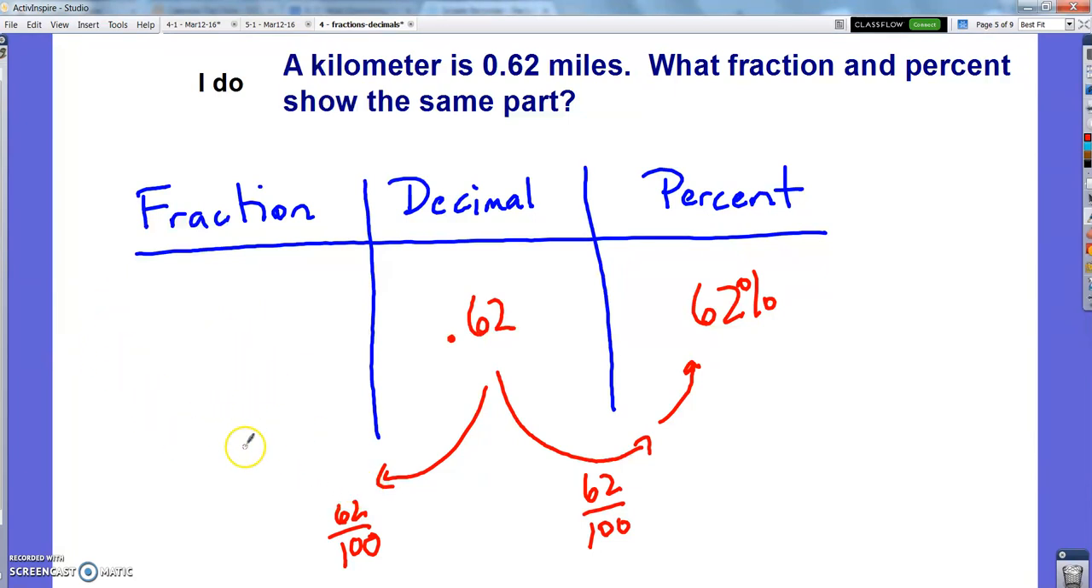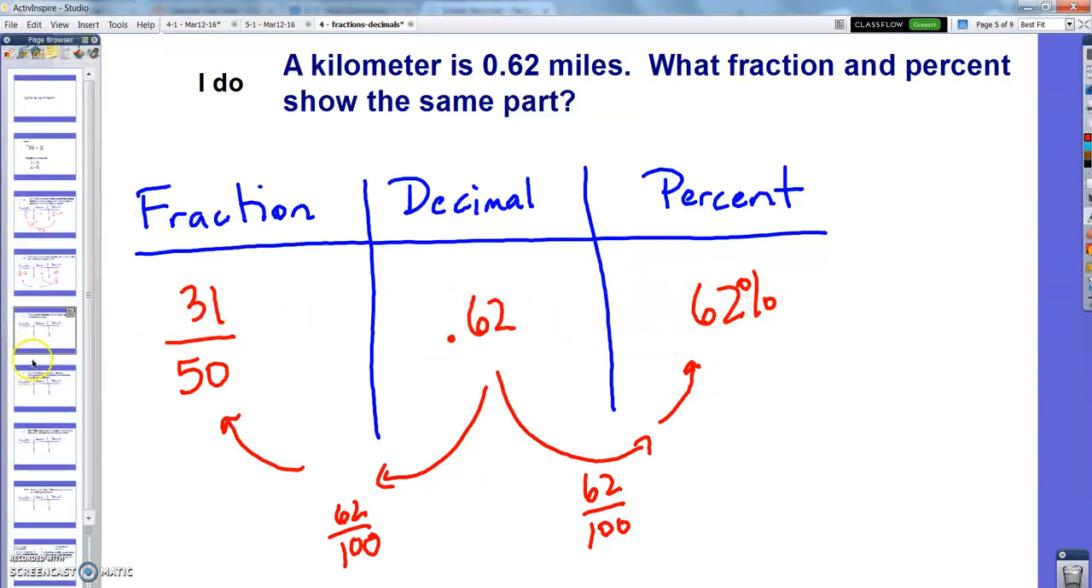Let's see. I know I can divide the top and the bottom by 2, and that would give me 31 50ths. I think 31's a prime number, so that's probably it. So a kilometer is 62% of a mile, or 31 50ths of a mile. And there you go. So that's just me going back and forth, 3 different ways to show the same part.